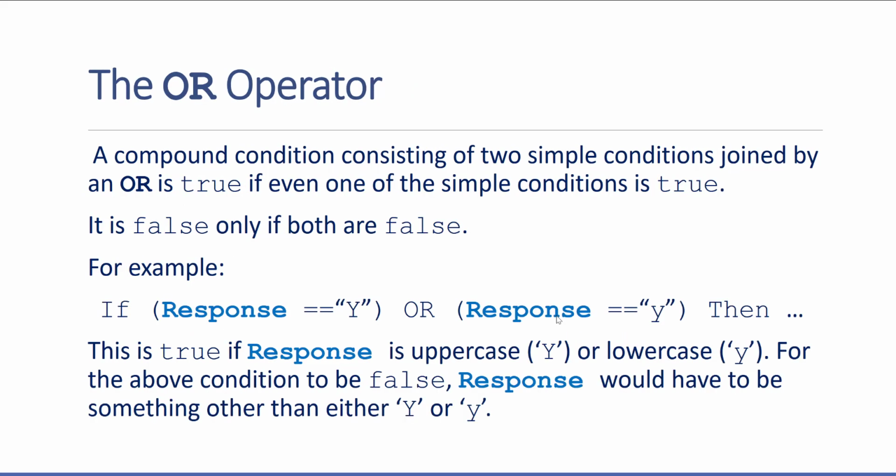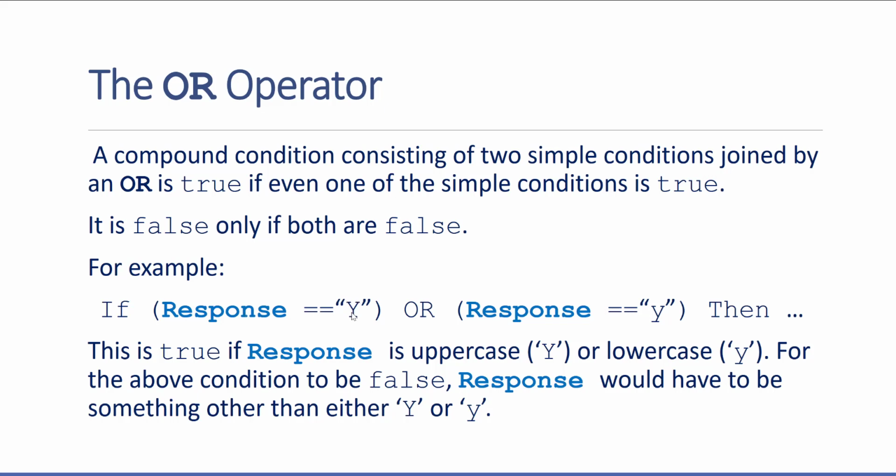Okay. So the next one is or. And what or is, either one of the left-hand side or the right-hand side has to be true in order for the or to return a true. In other words, is this expression true or is this expression true? If either one of them is true, the whole if condition will be true. So let's say the user put in a capital Y. Like we asked them, do you want to play again? And they put in a capital Y.